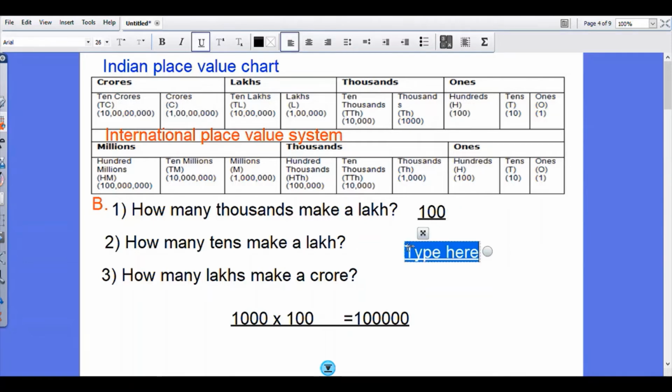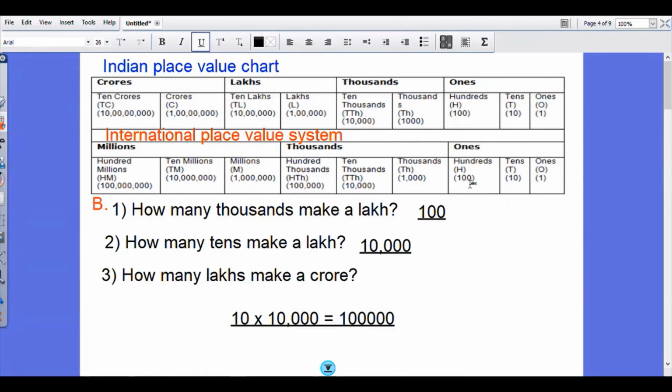Now here, how many 10 make a lakh? So lakh is here. Now how many 10 make a lakh? So in 10, which number do we have to multiply to get lakh? So 1 is 0 is here. Now count 1, 2, 3, 4. That means 10,000. If you multiply 10,000 by 10, you get 1 lakh.